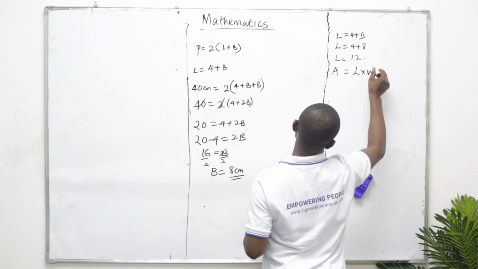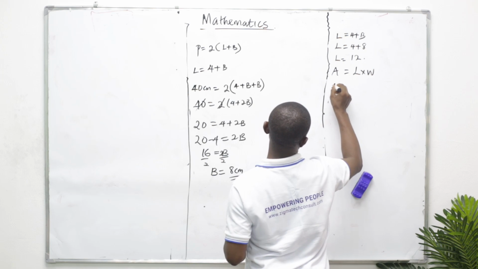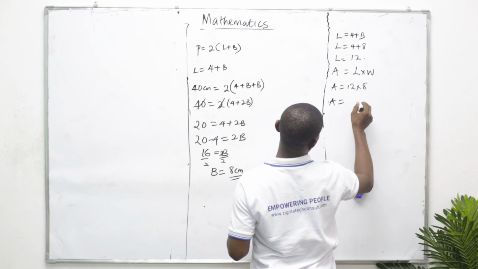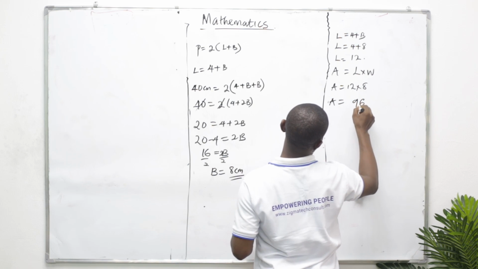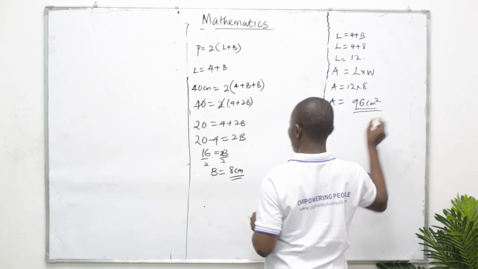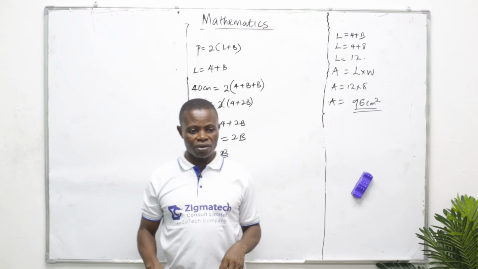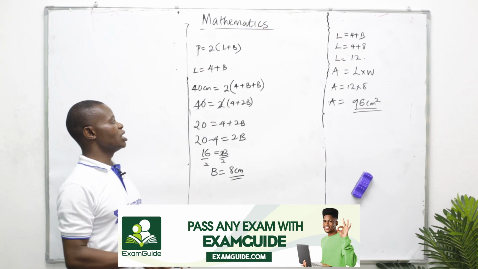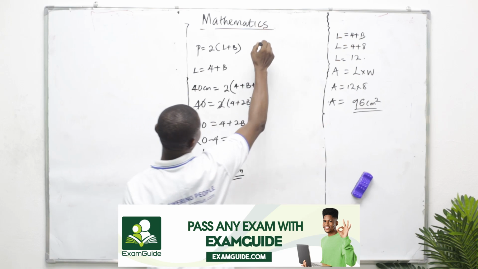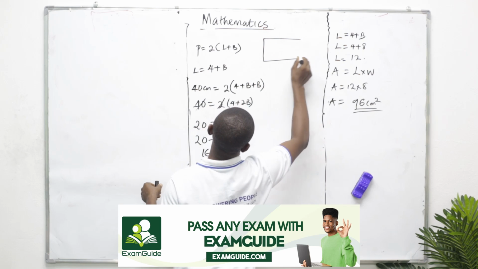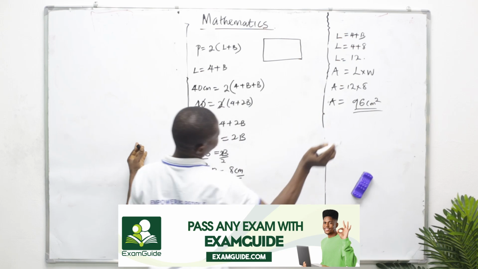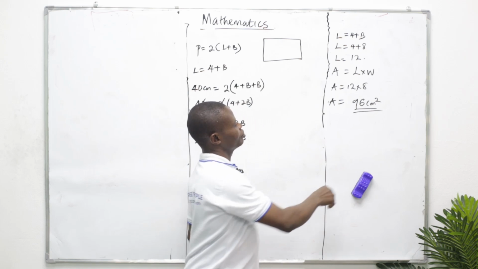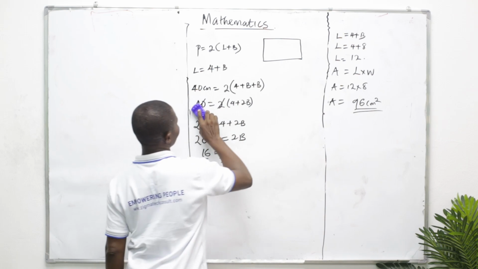Area of a rectangle is what? Length times width, or length times breadth. So area equals 12 times 8. Area equals 96 cm square. So the area of this rectangle is what? 96 centimeters square. If you wouldn't mind, it will also pay for you to draw the shape. Okay. So that is the solution.